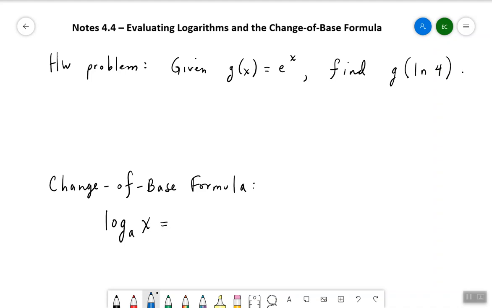We have a couple more things to talk about to finish up section 4.4. I'd like to start with this homework problem. I think you know how to do it. You might want to try pausing the video and see if you can get the answer yourself.